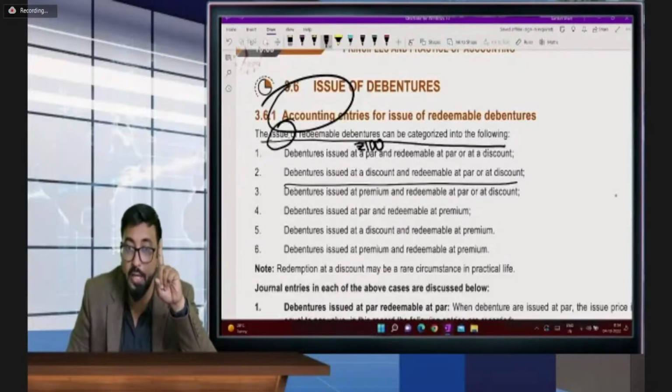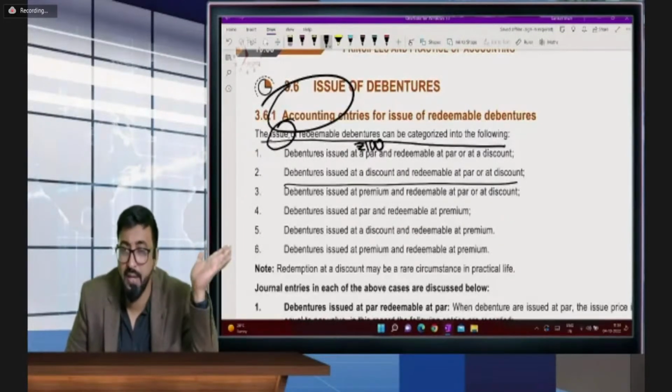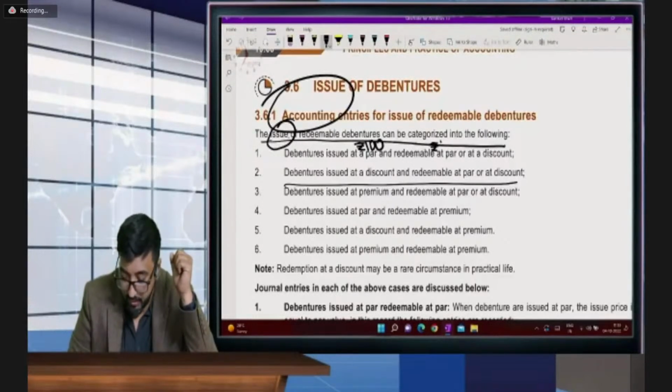Always think for one debenture, and then multiply by the number of debentures. So this is the usual technique applied in the shares chapter. So, debentures issued at par and redeemable at par or at discount. Okay, 100 or 90.